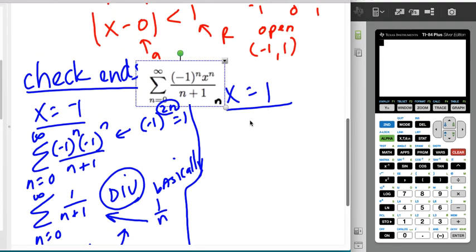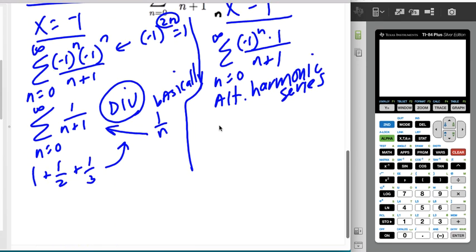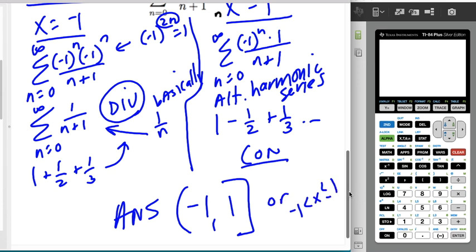When I plug in the 1, I'm going to get the sum from n is 0 to infinity of (-1)^n times 1 over n plus 1. Well, this is the alternating harmonic series. It doesn't really matter that it starts at 0, because they just started with n plus 1 instead of n. It's going to start out as a 1, then a negative 1/2, then a plus 1/3. That's definitely the alternating harmonic series, and it definitely converges. So my answer is parentheses negative 1 and then 1 with a bracket. Or if you prefer, negative 1 is less than x is less than or equal to 1.